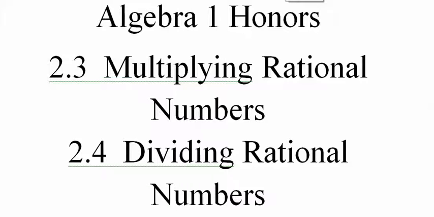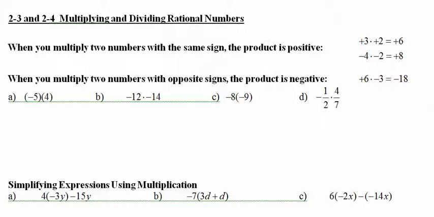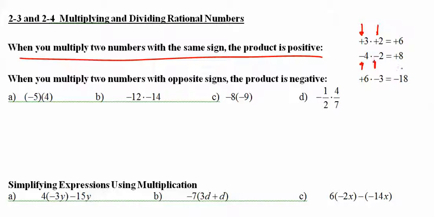Algebra 1 Honors, Lesson 2.3, Multiplying Rational Numbers, and 2.4, Dividing Rational Numbers. Again, this is assumed that you've seen some of this before. The bottom line here is what's written on the first one and second one. If you multiply two numbers with the same sign, positive, positive, or negative, negative, you get positive. If you get one positive and one negative in either order, you get negative.